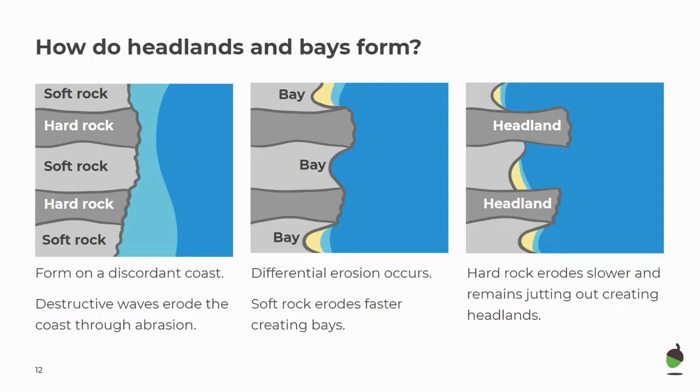Destructive waves are responsible for erosion, so they erode the coast through processes like abrasion. Differential erosion occurs, so differential erosion is erosion at different rates. That soft rock erodes much faster, creating bays. The hard rock is much slower to erode, so remains jutting out, creating headlands.